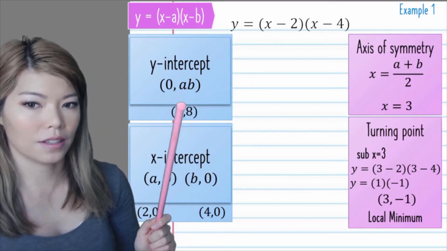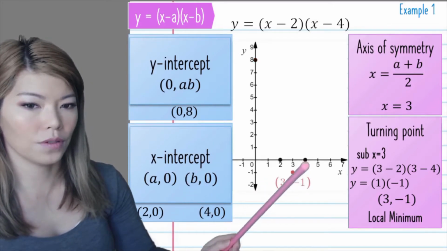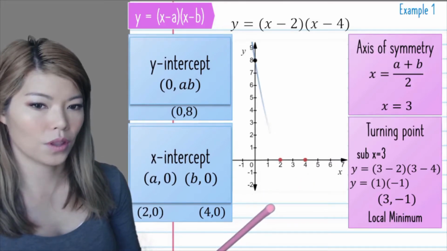So let's sketch this. So the y-intercept is at 8, the x-intercepts are 2 and 4, and the turning point at 3 and negative 1. Let's put a smooth curve around that.